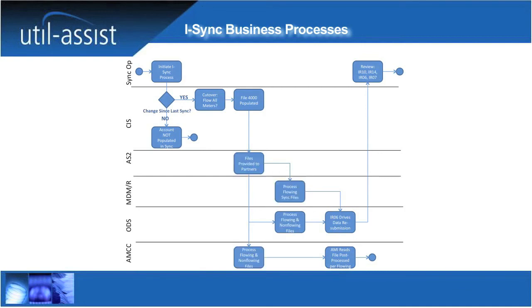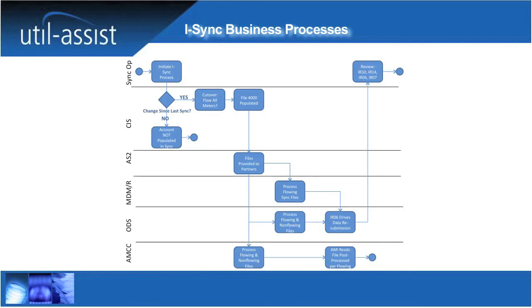And these isync files would then be provided to your AS2, which would then provide copies to all of your downstream partners, MDMR, AMI, and ODS. And the only one that provides reports back would be the MDMR. You'd get possibly an IR10, we hope not, but IR14, 6, and 7. One of the things that we reference on the diagrams and will continue to talk about is this concept of IR06 being the trigger for ODS to resubmit data.